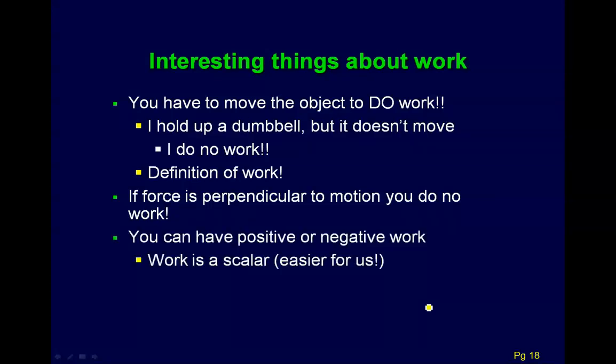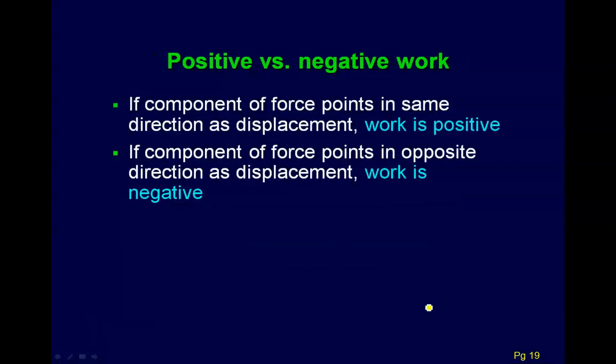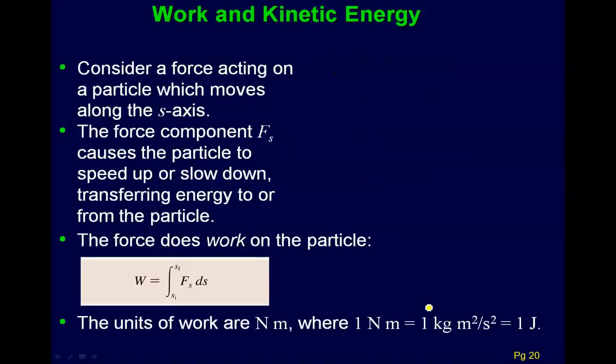But you can have positive or negative work. And basically, positive is if you're helping the motion, negative is if you're hindering the motion. And finally, work is a scalar, which means it's easier for us to use than a vector. So positive versus negative work, if part of your force points in the same direction as the displacement, work is positive. If part of it works in the other direction, the work is negative. And then if it's neither, it would be 0 work.